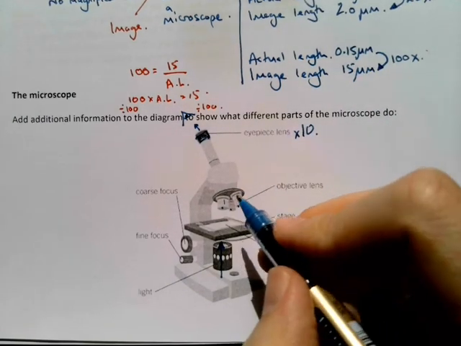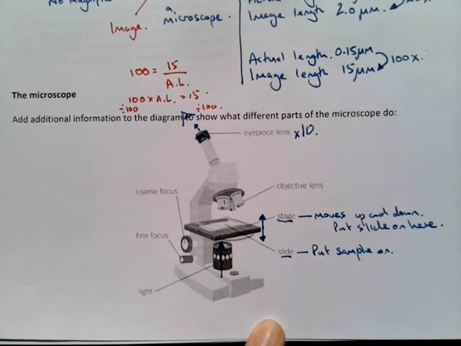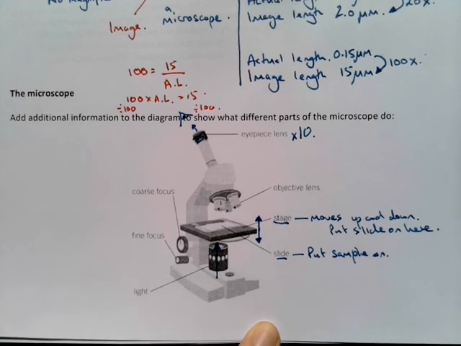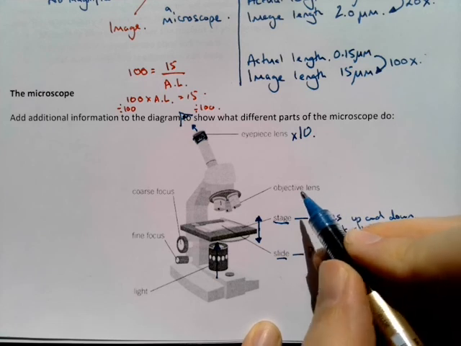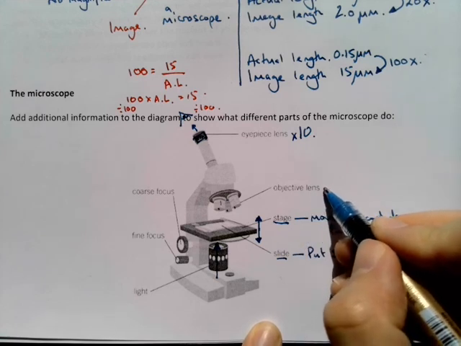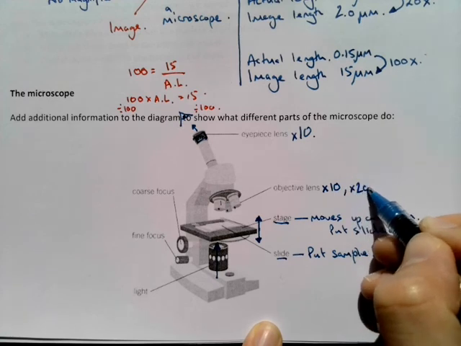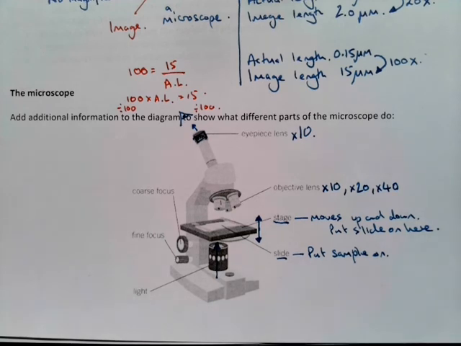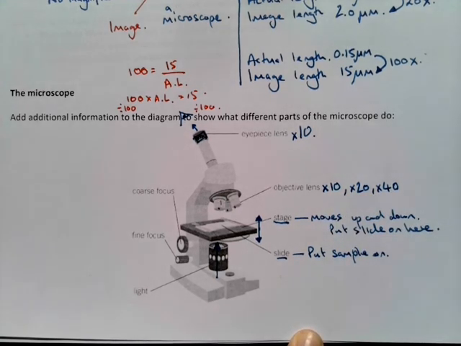The objective lenses come in 3 magnifications. Depending on the microscope you use, I haven't got a microscope here at home. I left my microscope at school, so I can't remember exactly what the objective lenses are. I think they're usually something like one will be ×10, one will be ×20, and one will be ×40. So you can see that you have increasing magnifications to make larger image sizes.